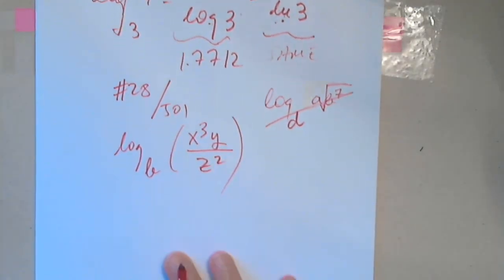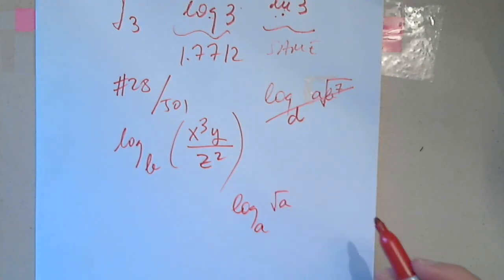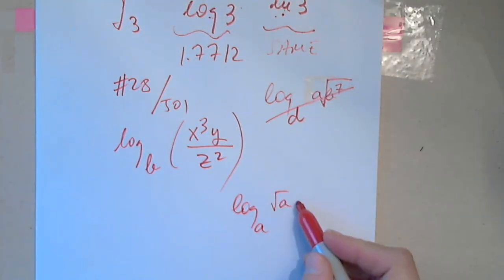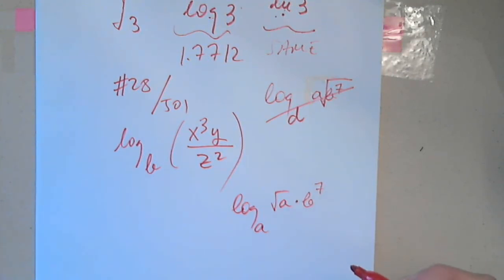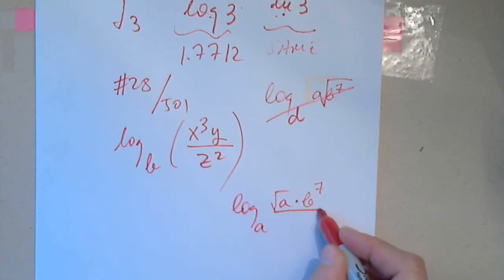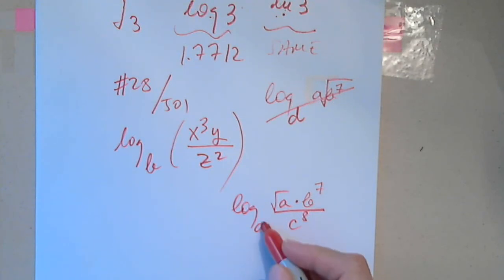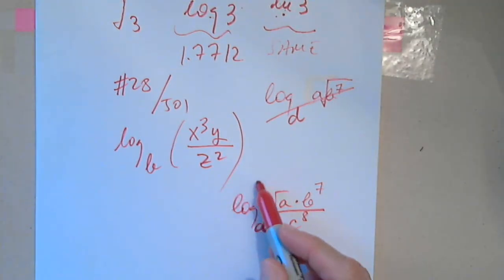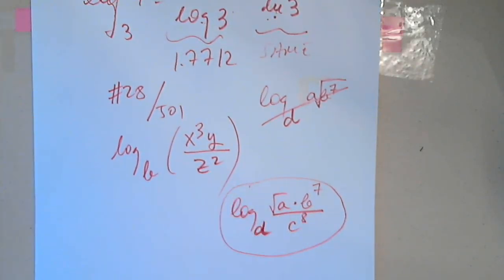Okay, so we have log base d of the square root of a. Yes, and then it is b raised to the 7th power. So it's multiplied by b to the 7th. Yes, over c to the 8th. Like this? Yes, and the base is d. Good, very good, perfect. So let's do this one first.